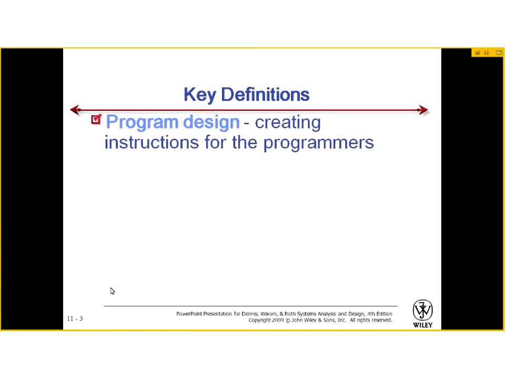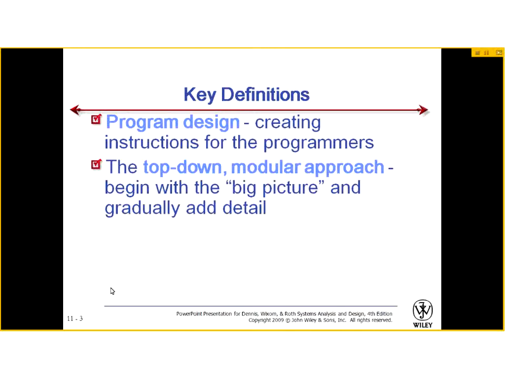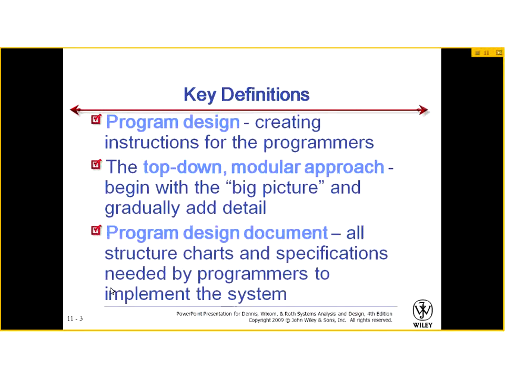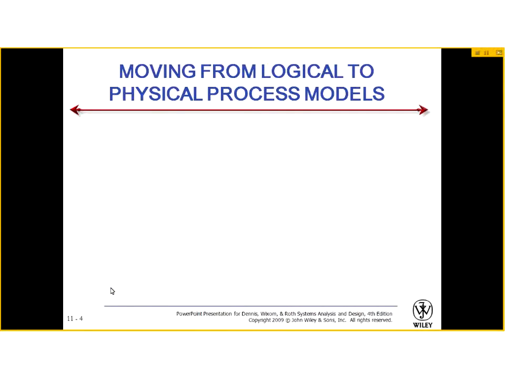I told you that program design is to create instructions for the programmers, and we follow a top-down modular approach in which we begin with a big picture and we gradually add details. And program design documents, which are the outcome of this program design activity, are all the structure charts and specifications which are needed by programmers to implement the system. So we give program design documents to our programmers, who start writing the implementation part of our system.